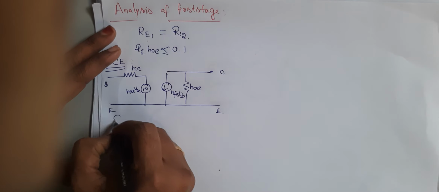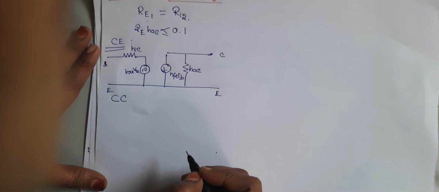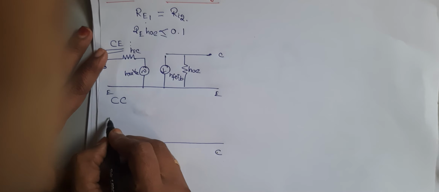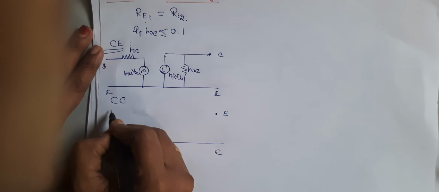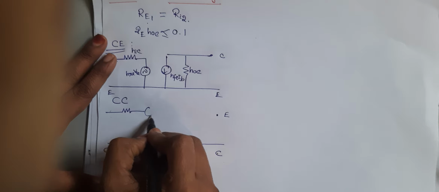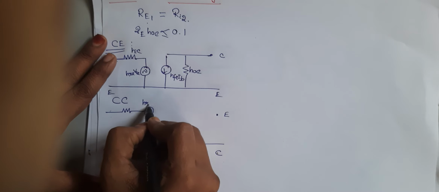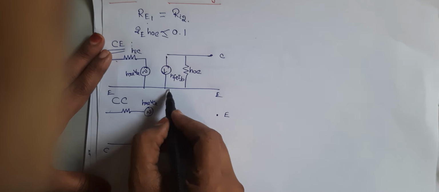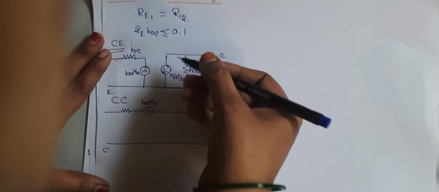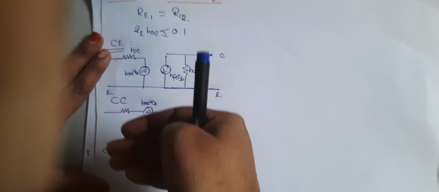So the same circuit can be redrawn for CC, the common collector configuration. First draw the collector as common. Again here also input is given to the base, and output is taken at the emitter. So base to emitter HIE, HRE, VCE. Next, the emitter terminal is the output. Emitter. So now the same circuit can be redrawn.